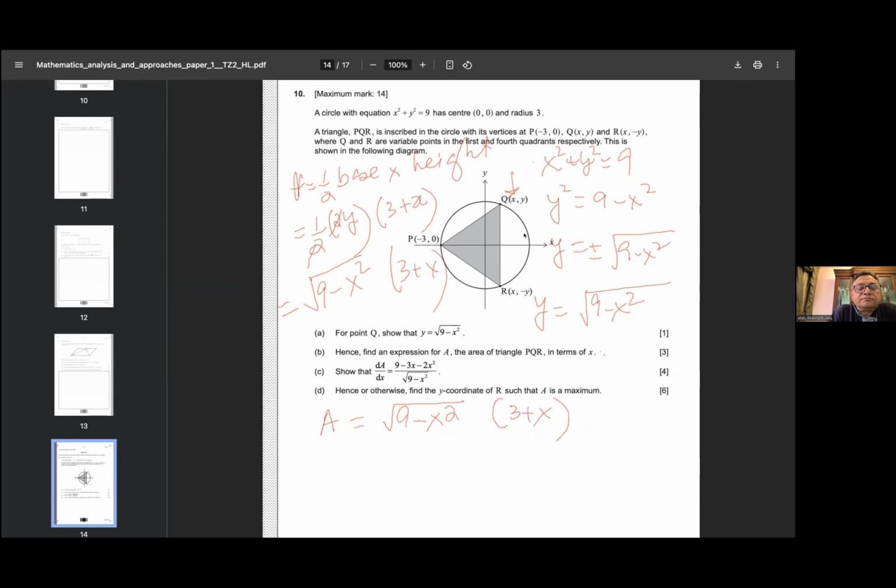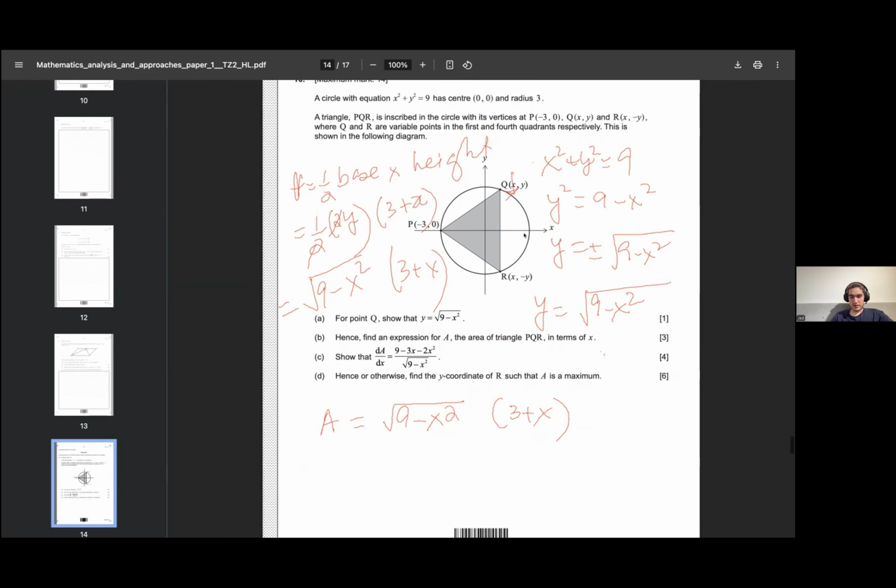Now the next part: show that dA/dx equals this. We can find the derivative of this, dA/dx. Use the product rule. The derivative of the first part will be 1 half, with the square root in the denominator, times the derivative of the inside, minus 2x, times 3 plus x, plus the derivative of 3 plus x, which is 1, times the square root of 9 minus x squared. Is it clear? Yes.